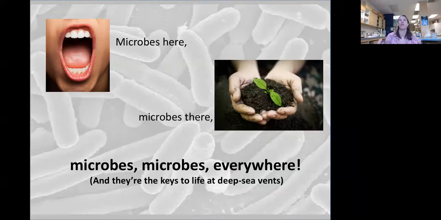Microbes are so cool, I could talk about them all day because they're really everywhere. They're in your mouth, they're on your hands, they're on your chair, they're on the bus handle, the door handles, the bus seats, they're in the soil, they're everywhere.